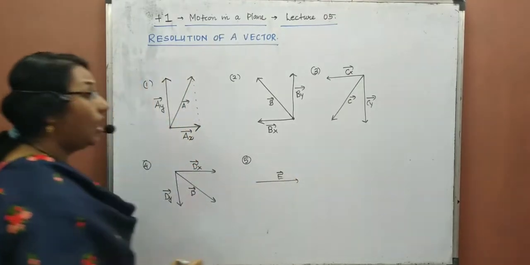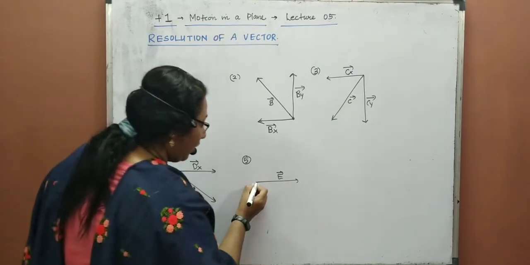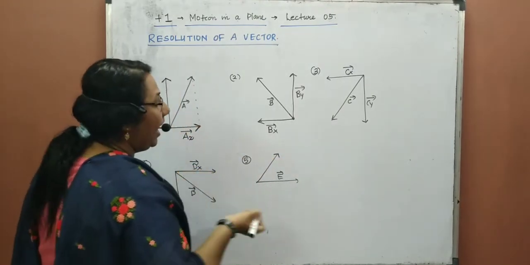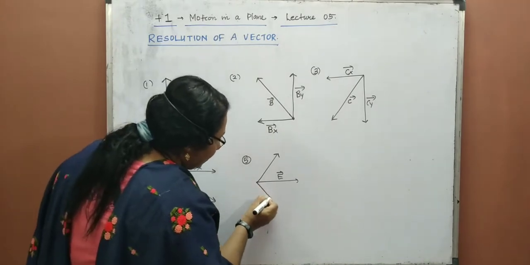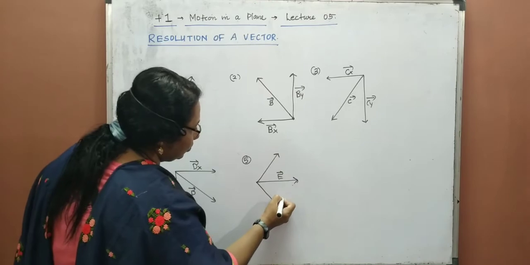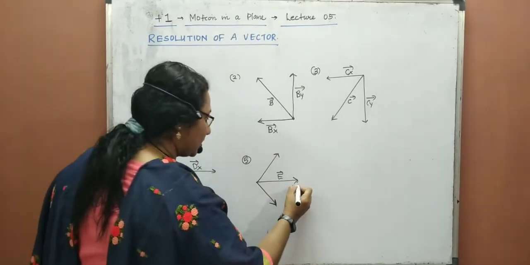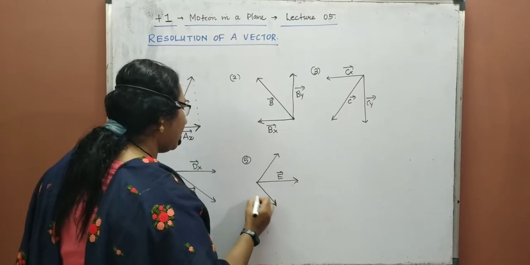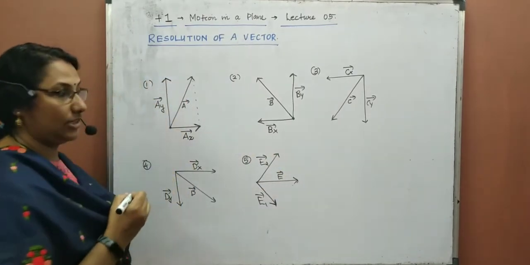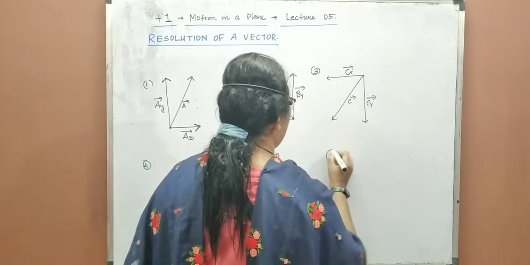This is vector E. How to take it now? Take one of the lines up to this end like this, and the second line perpendicular to the first line so that its end comes almost to this point. Okay, this much. This is vector E. This is one component of vector E. This is the second perpendicular component of vector E. Clear? Okay.